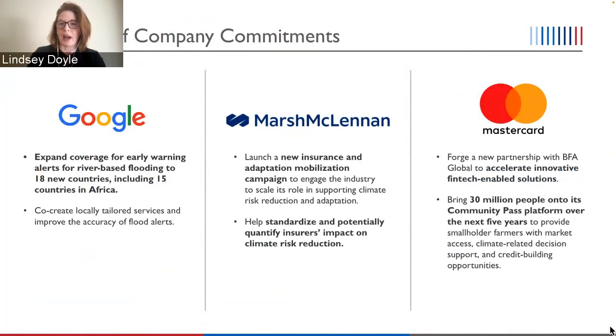Here we have a summary of the 10 commitments, and I'll just briefly run through these. Google committed to expanding coverage for flood early warning beyond the work it was doing in the US to 18 new countries, including 15 in Africa. Marsh McLennan co-launched a new insurance and adaptation mobilization campaign and is exploring how to standardize the way that the insurance industry quantifies their impact on climate risk reduction. MasterCard committed to developing new financial technology solutions for adaptation and expanding access to an existing product, their Community Pass, for climate-related decision support for farmers.